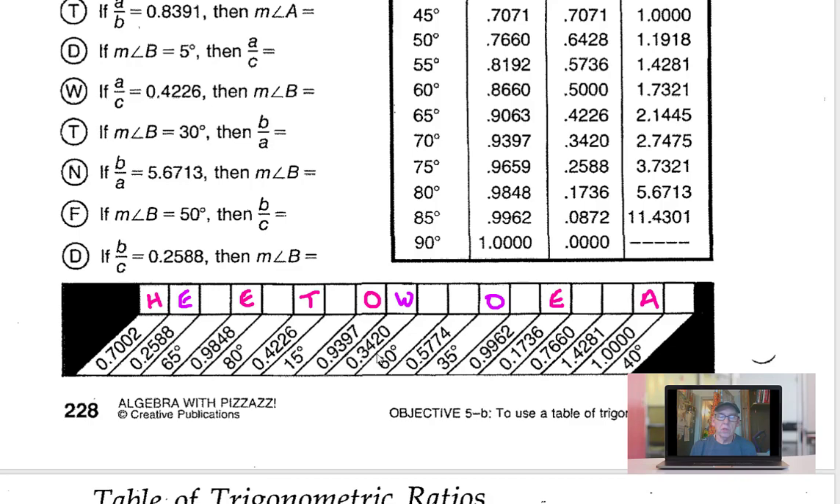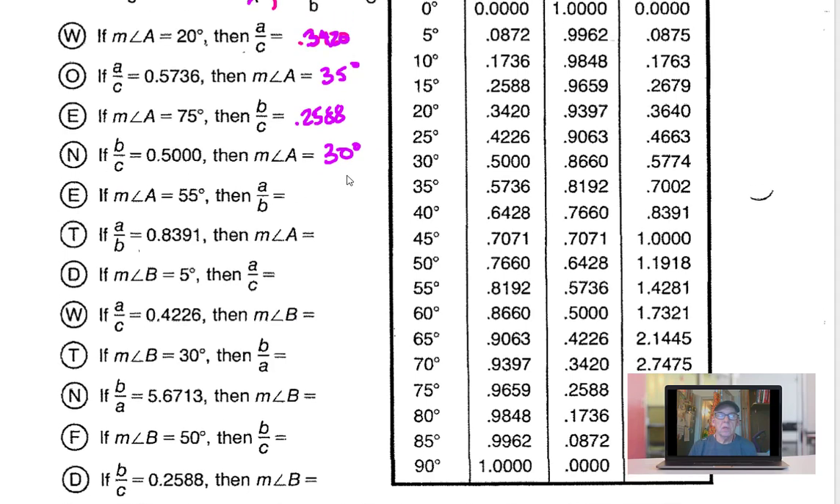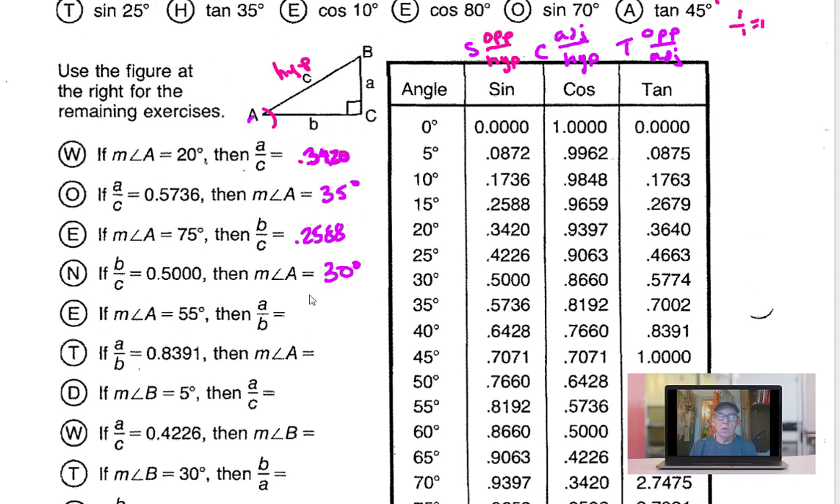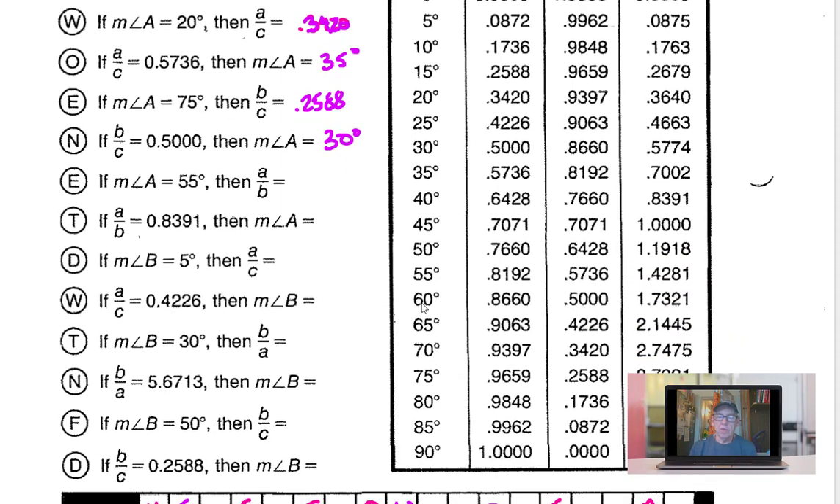Don't see it. It's the first one. Let's go back up here and check and make sure. B over C, measure angle A. B over C is 0.5. Oh, okay. Now look, let's see what happened here. B over C is 0.5. That's cosine, adjacent over hypotenuse. I looked down the sine column, but we need to look down the cosine column. That's actually 60 degrees. So 60 degrees goes with N.